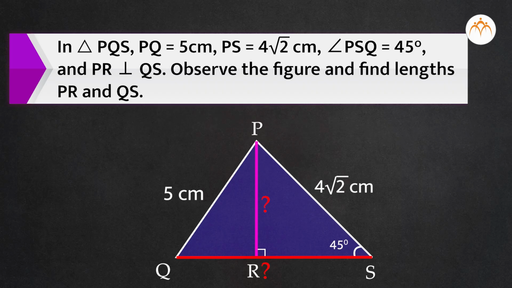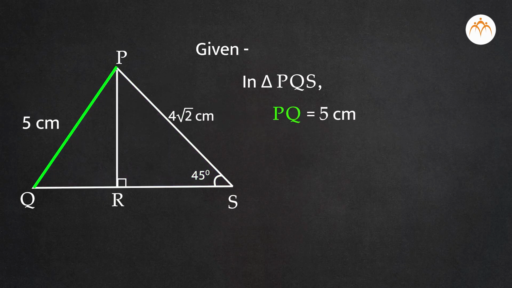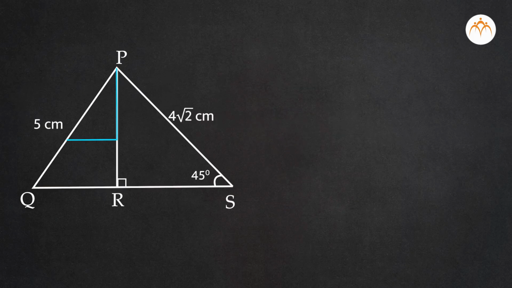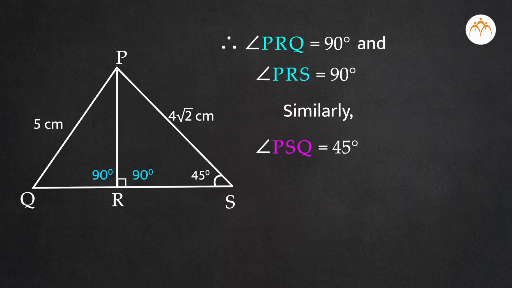Let's see the solution. Given in triangle PQS, PQ is equal to 5 centimeter, PS is equal to 4 square root 2 centimeter, angle PSQ is equal to 45 degree and PR perpendicular to QS. Therefore, angle PRQ is equal to 90 degree and angle PRS is equal to 90 degree. Similarly, angle PSQ is equal to 45 degree and angle PSR is equal to 45 degree.